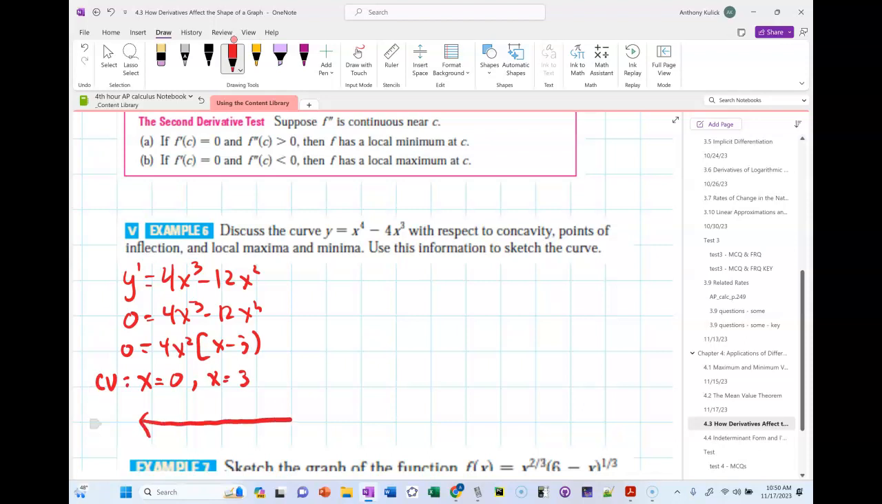So if I do my sign diagram, if I plug a -1 in, I get positive times negative. If I plug a 1 in, I get positive times negative. So 0 is nothing. If I plug a 4 in, I get positive times positive. So we change from decreasing to increasing. So x equals 3 is a local minimum. Everybody feel okay with that?